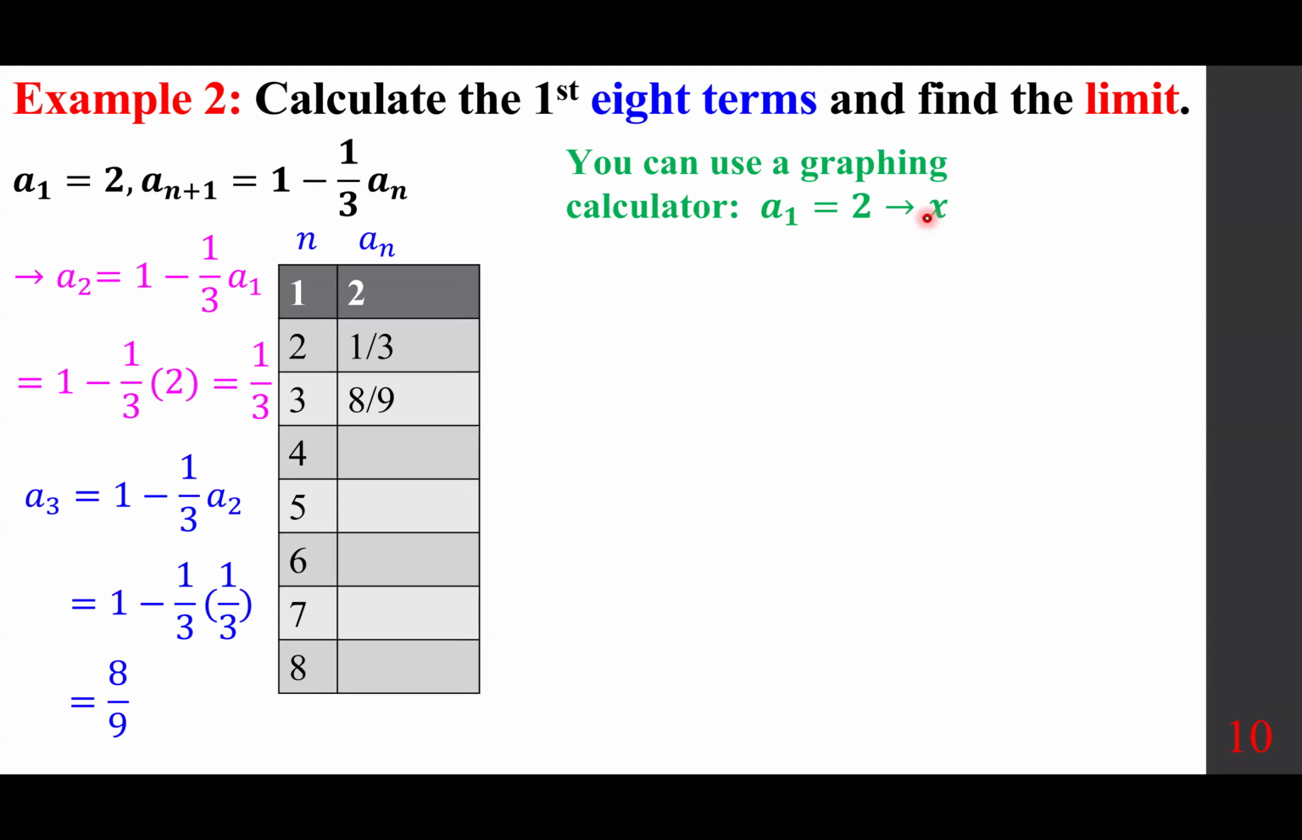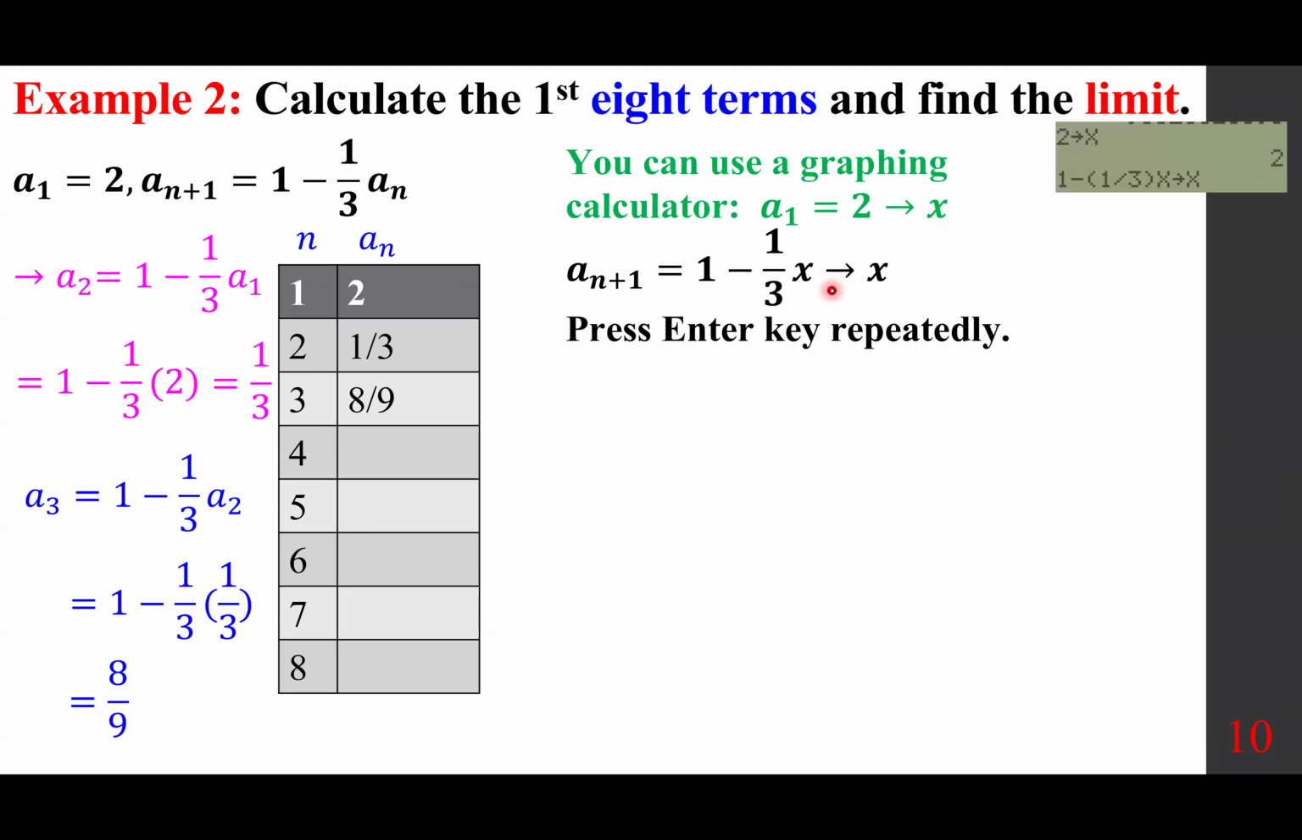So you store it in X. Then a sub n plus 1 is 1 minus 1/3 X, because a sub n plus 1 is 1 minus 1/3 a sub n, any variable will do. Then you store that one in X. Notice what happens. You store 2 in X, then 1 minus 1/3 X into X.